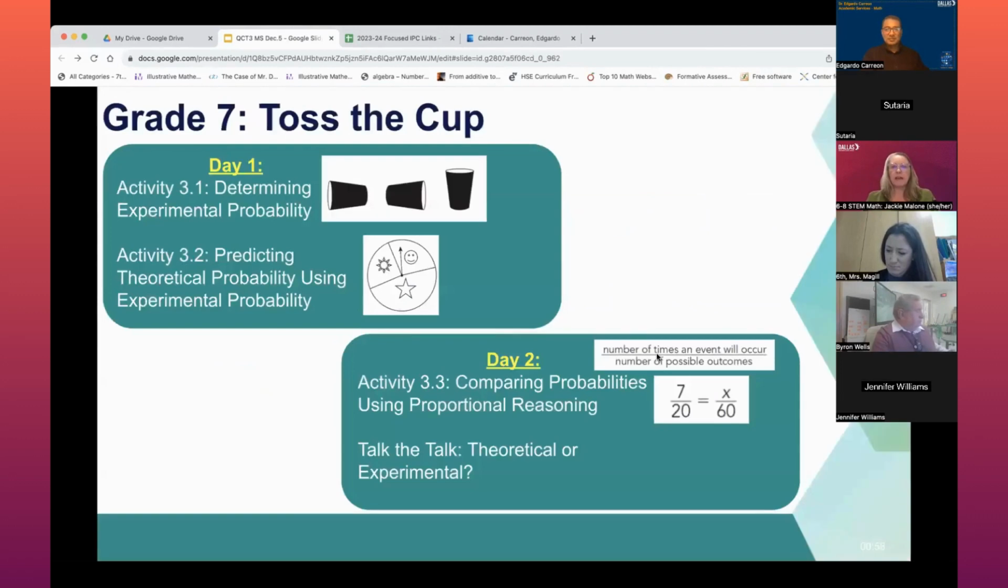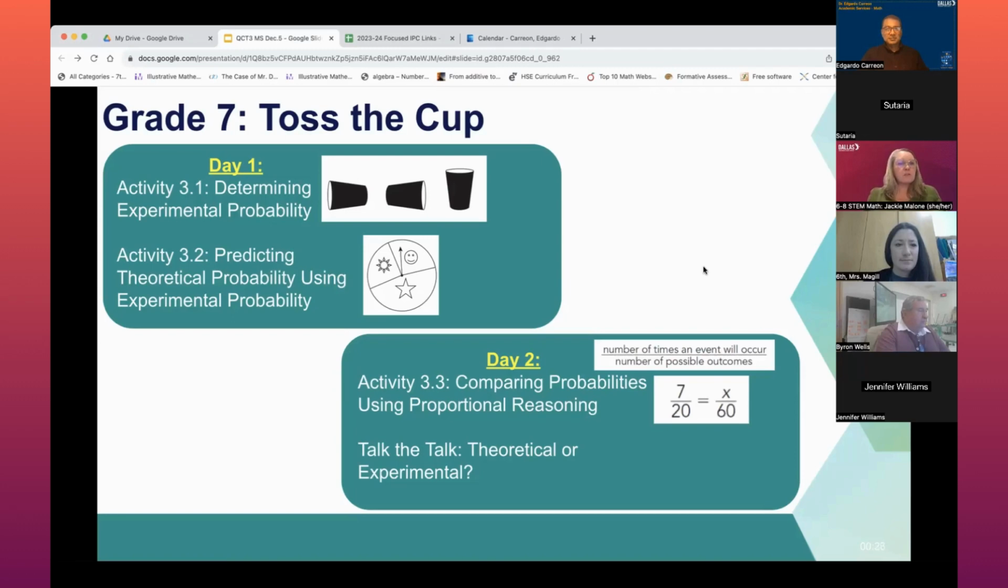We're going to take a look at one of the lessons. This is a 7th grade lesson called Toss the Cup. It is lesson 3, and it's a 2-day lesson. The first day, they're going to be determining experimental probability by tossing the cup and predicting using a spinner. Then, as you see in day 2, they move away from the concrete and they go to the abstract using proportional reasoning. So we're going to take a look at day 1.